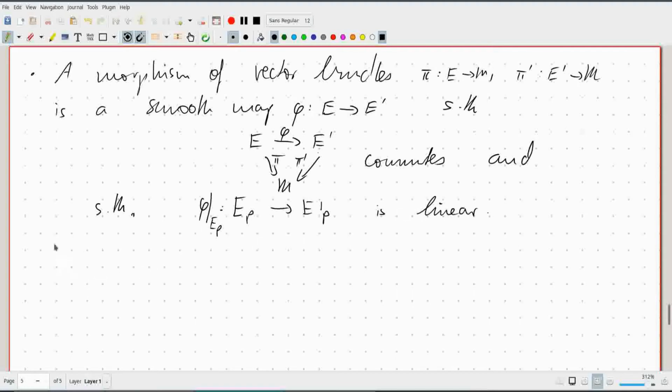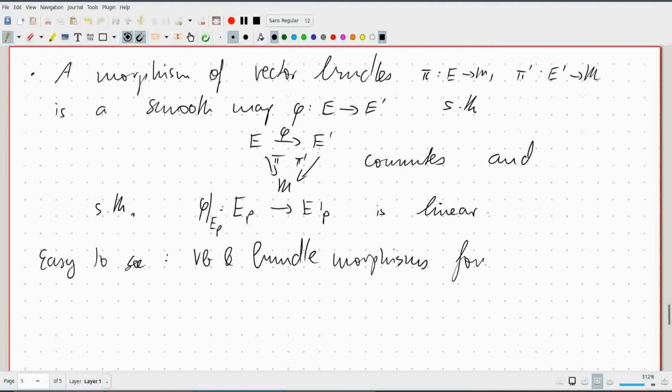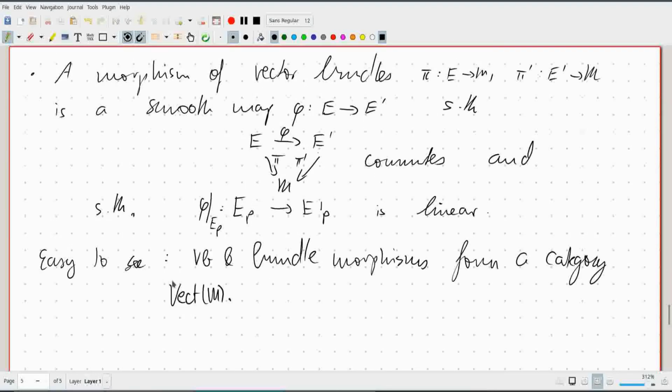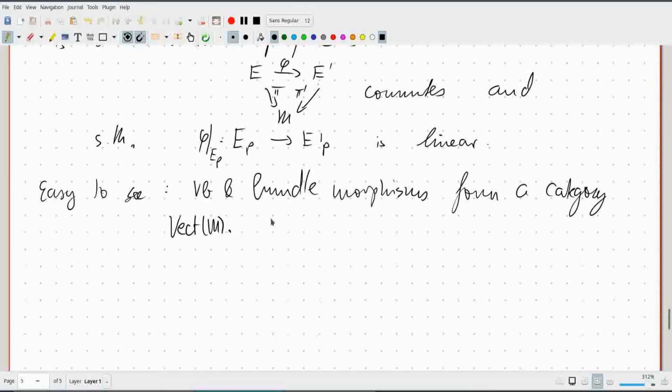And I guess it's easy to see that vector bundles and bundle morphisms form a category. Notably, I'm talking about vector bundles over M and their bundle morphisms; they form a category, and I'm going to call that one Vect M. Now there are a couple of very interesting constructions. Notably, you can port almost every sort of functor you can do to finite dimensional vector spaces to vector bundles.